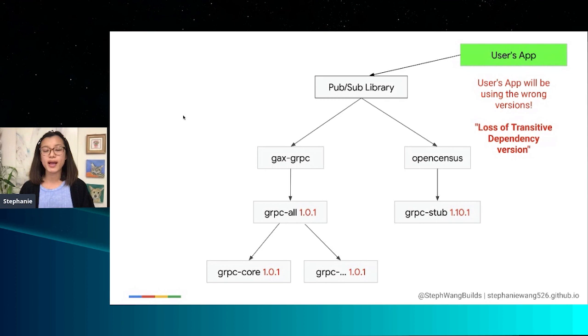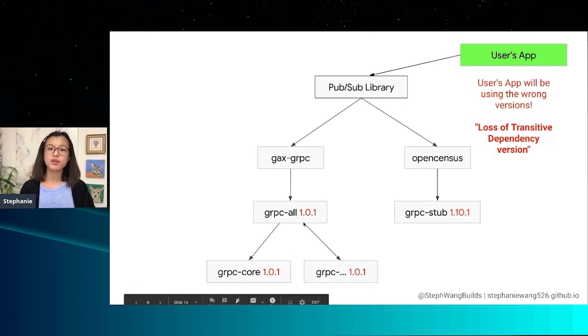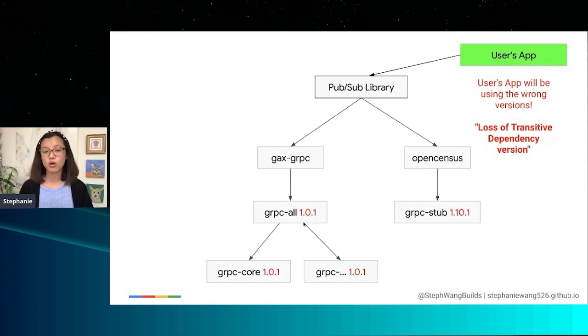If we inspect the dependency tree, the actual version of gRPC that the user's app is using is going to be 1.0.1, on the left-hand side still. This is an observation that we discovered while trying to resolve some of the dependency issues in our client libraries. We coined the term loss of transitive dependency version, where when you're trying to manage the versions of your transitive dependencies using the BOM strategy, the user's app actually can get the managed transitive dependency versions successfully.